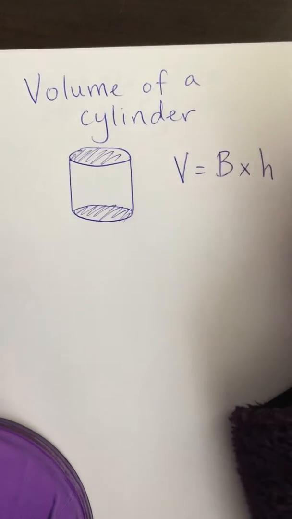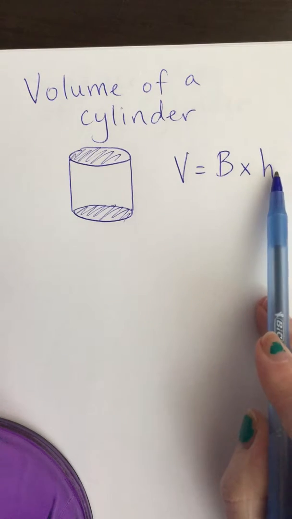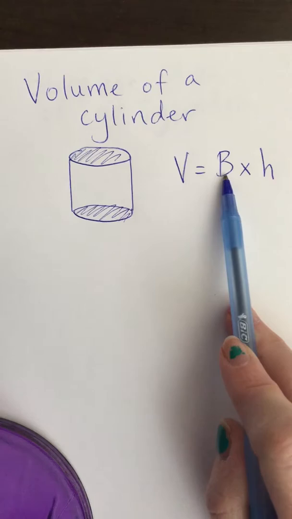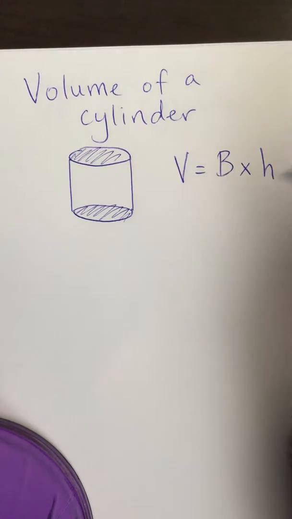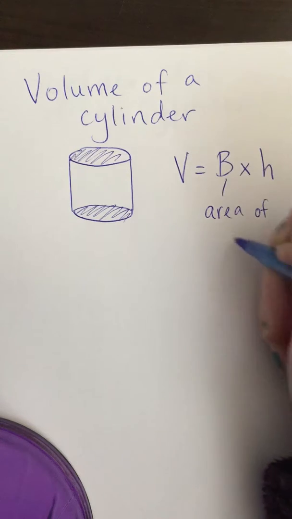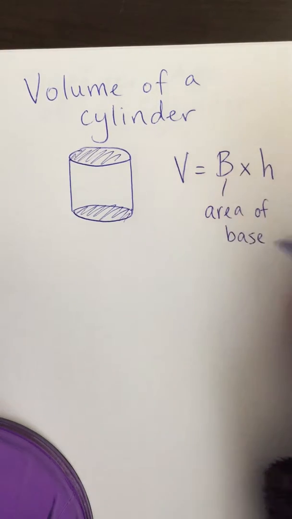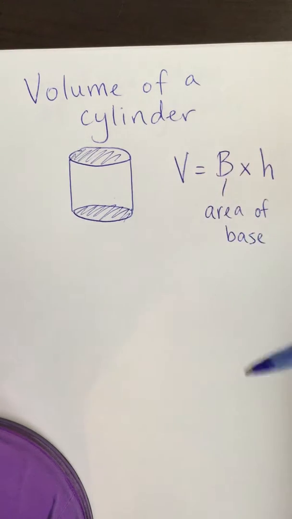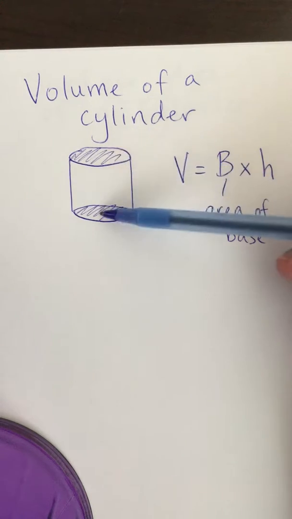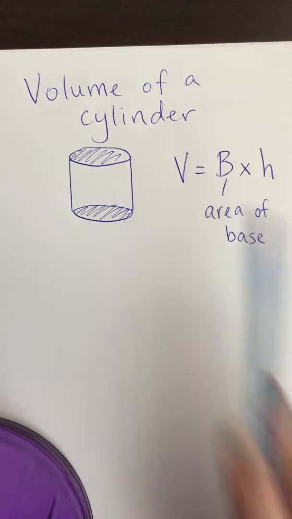And that's just like we learned with the prism. It's base times height, just like a rectangle, except this is a capital B, so that means it's the area of the base. And this is the same exact formula, whether it's a cylinder or it's a prism. And a prism would be if it had a rectangle or a triangle on the top and the bottom. So it's exactly the same formula.